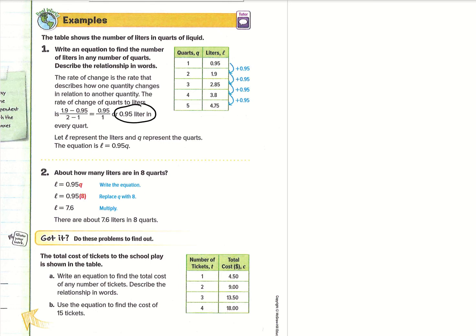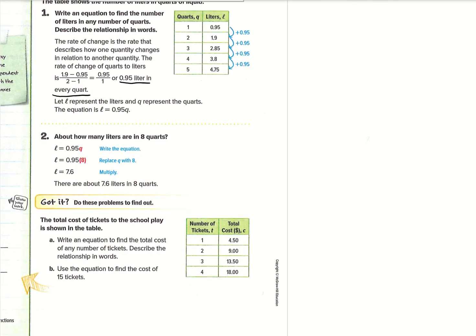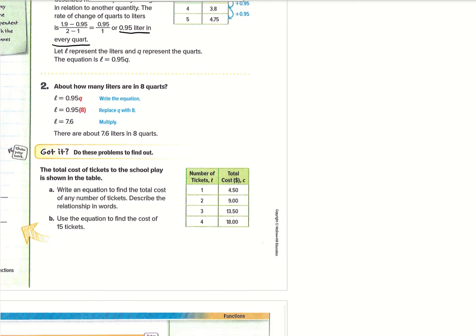They have it written right here for you. There's 0.95 liters in every quart. I should underline that, because that makes it look like it's two different things. But no, it's 0.95 liters in every quart. That's just something we saw a lot during last chapter, so hopefully we still remember that. And we'll go ahead and move straight on to example 2.